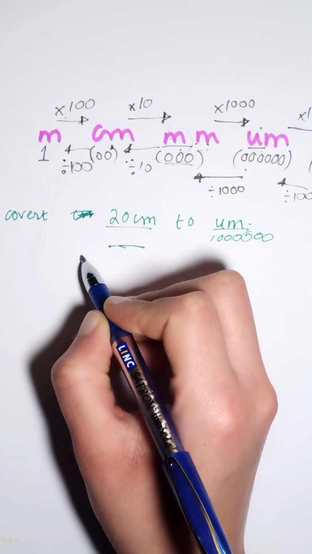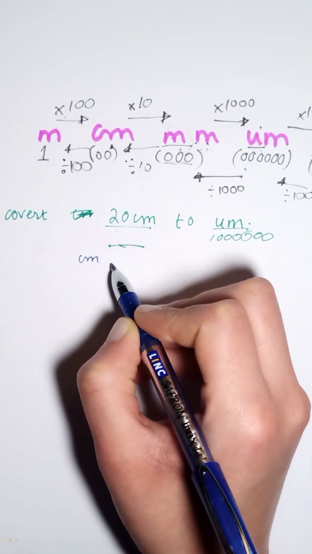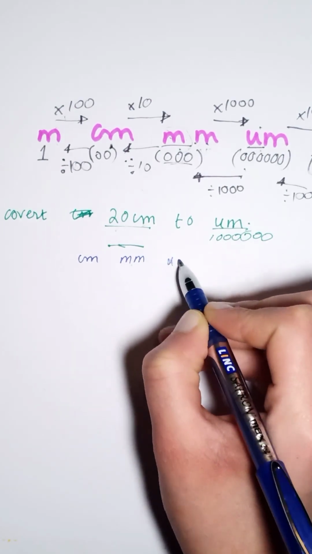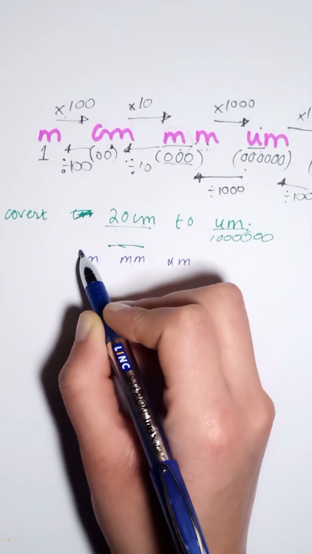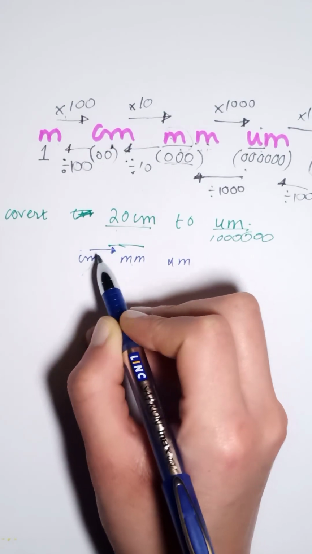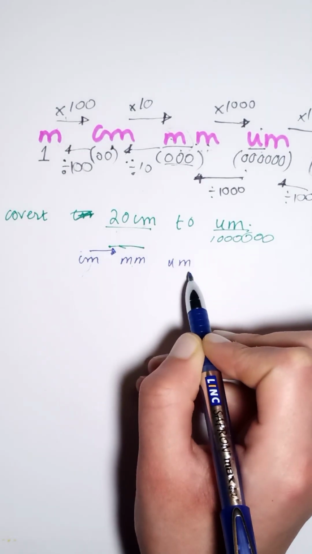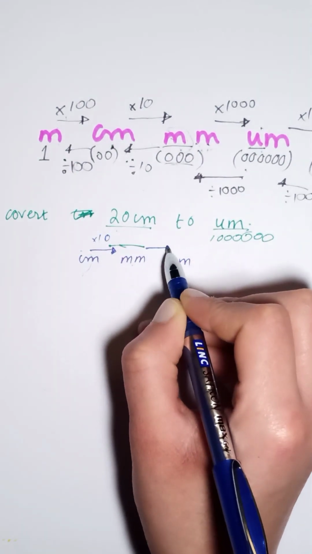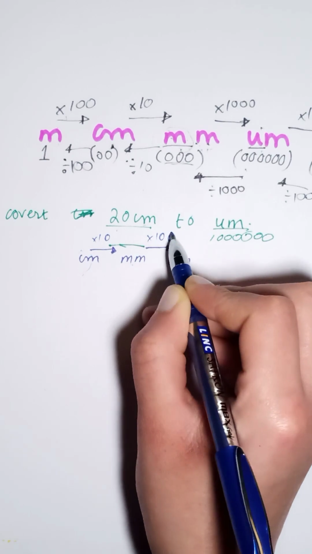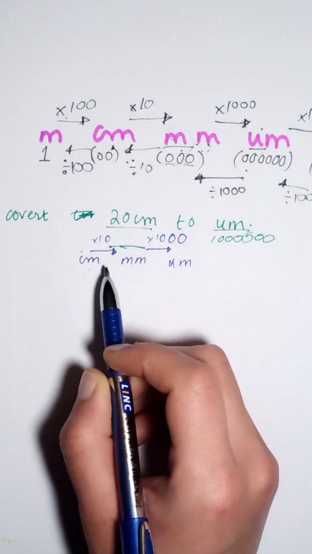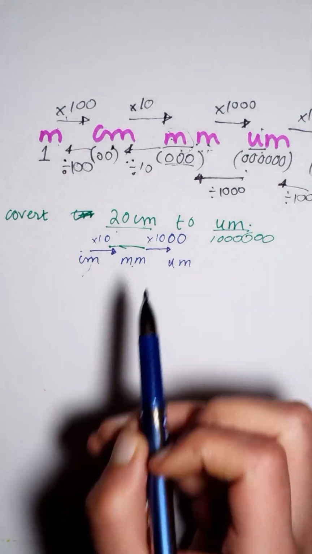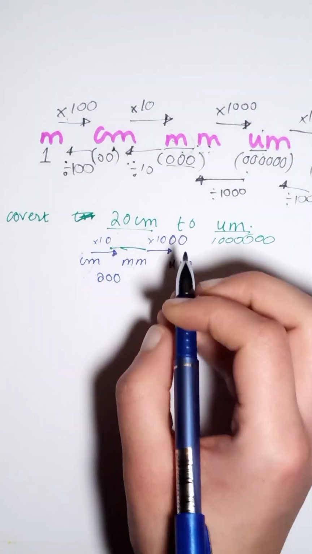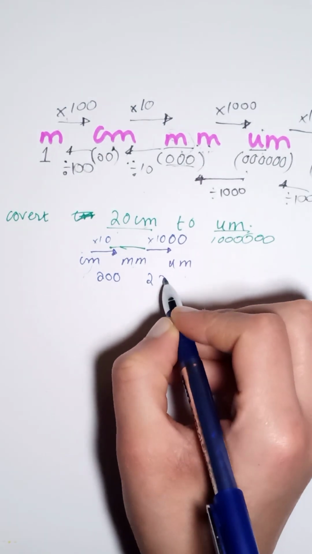So we convert 20 centimeters to micrometers. We know that centimeters comes first, and then millimeters, and then micrometers. Centi means 10, so we multiply, because we're going further to the smaller unit. We multiply by 10, and then by 1000. So 20 multiplied by 10 is 200, and then 200 multiplied by 1000 is 200,000.